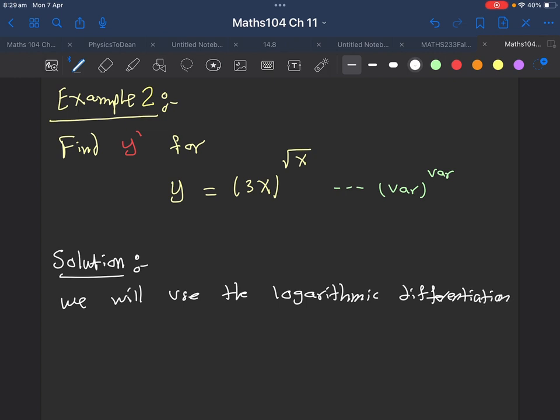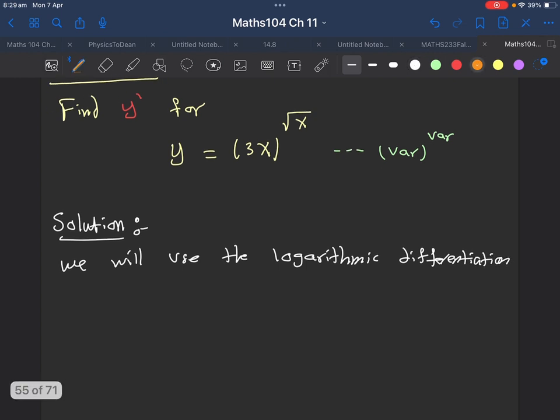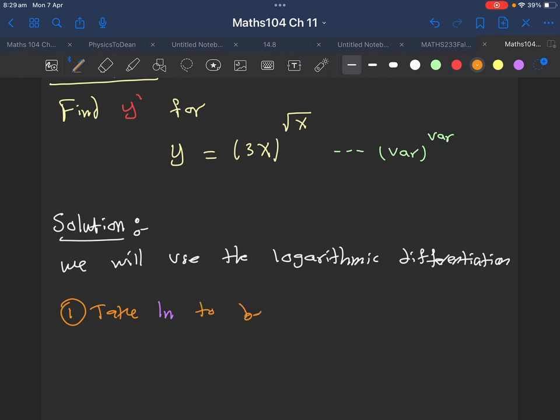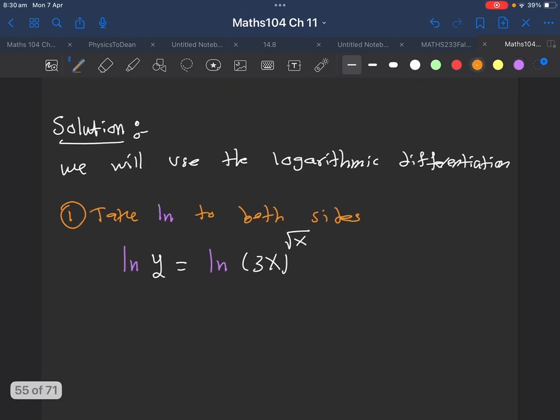Now, what is the logarithmic differentiation? Well, there are many steps. Step number 1, we have to take ln to both sides. And that's a good step. We can do it. So we take ln to both sides. So what do we get? We get ln y equal, we have ln of 3x to the power of square root of x. All you need is to just write ln here and don't forget it on both sides.